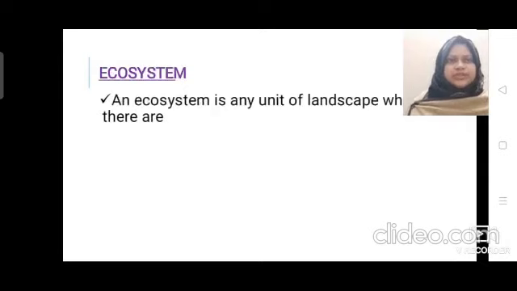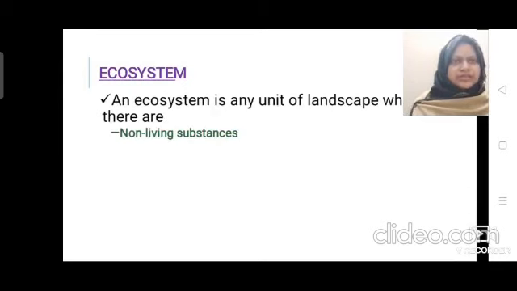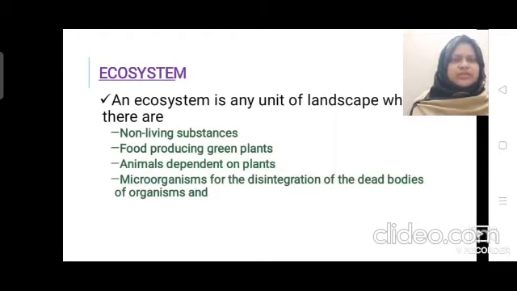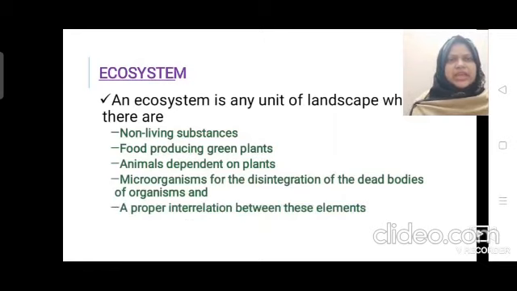Now, ecosystem. An ecosystem is any unit of landscape where there are non-living substances, food-producing green plants, animals that depend on plants, microorganisms for the disintegration of the dead bodies of organisms, and a proper interrelation between these elements.